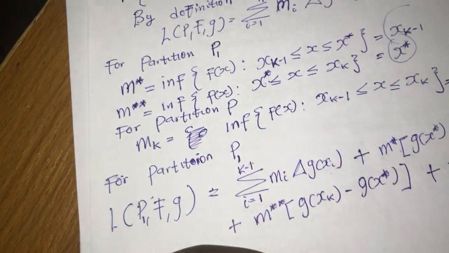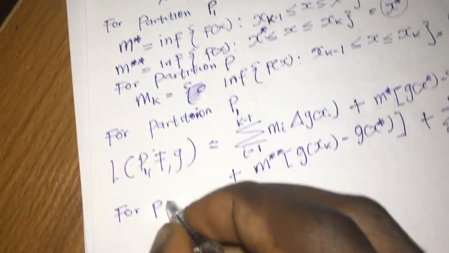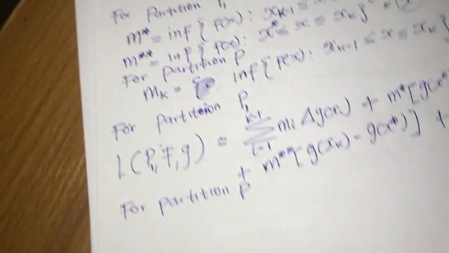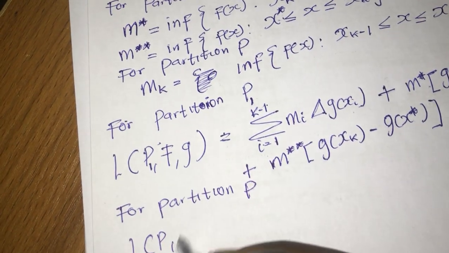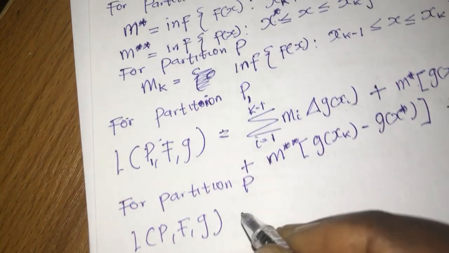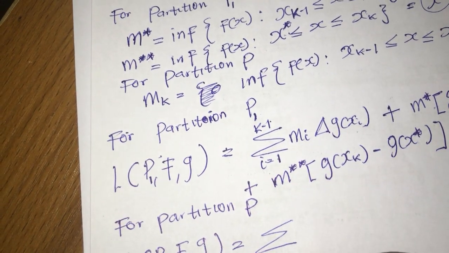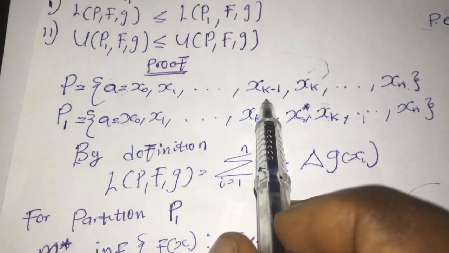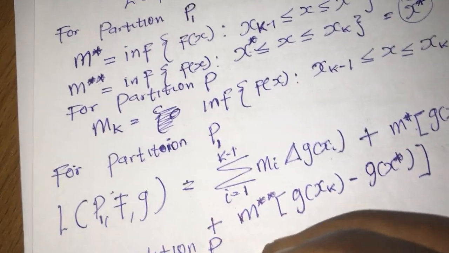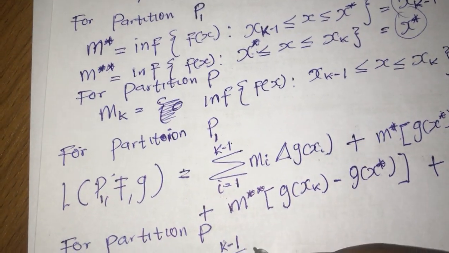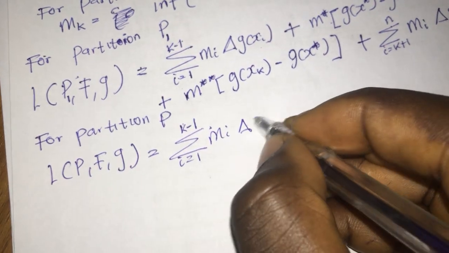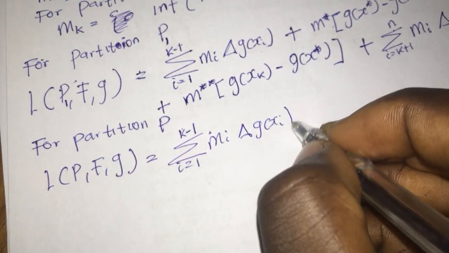Now, for partition P, whereby we have L(P,g) to be equal to summation i equals 1. Same thing. You look from here, there's an intervention here, so we stop at what? K minus 1, abi, which will now be what? Mi delta g xi, abi.